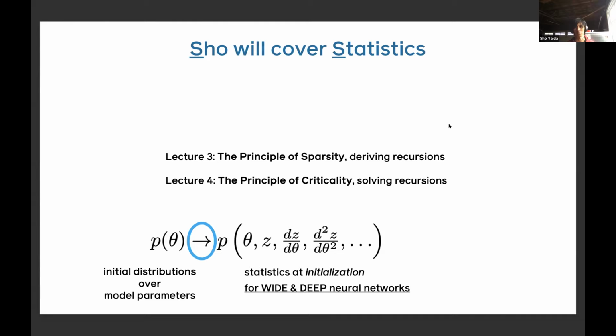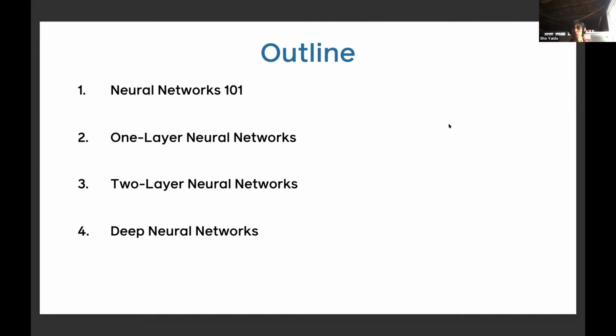Cool. Okay, so the outline of the rest of the talk is the following. I'm going to try to review or introduce all the things you need for today's lecture about the neural network. And then I will slowly but surely approach the deep neural network, starting from a one layer neural network, a two layer network, and then the deep neural network in the end.